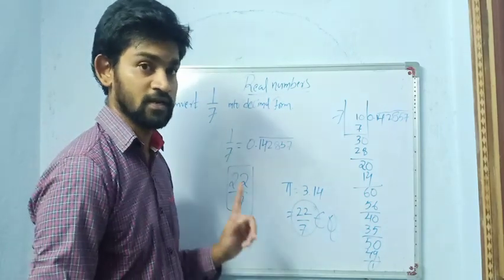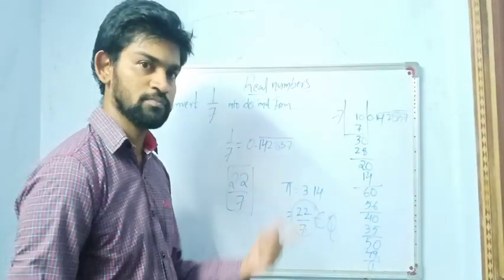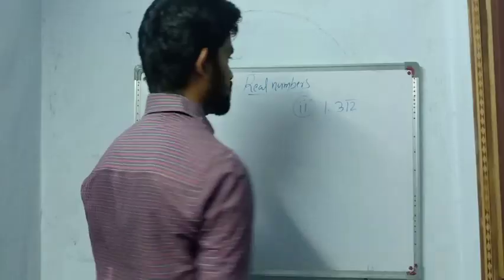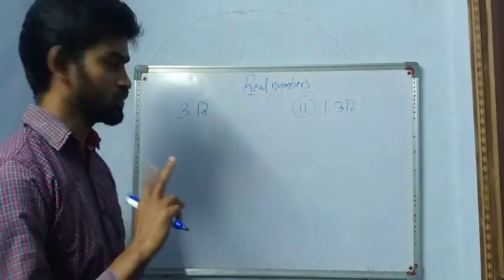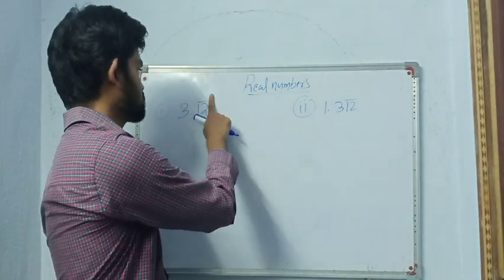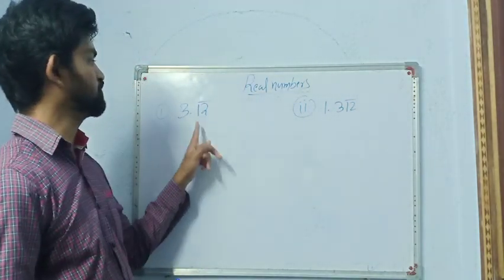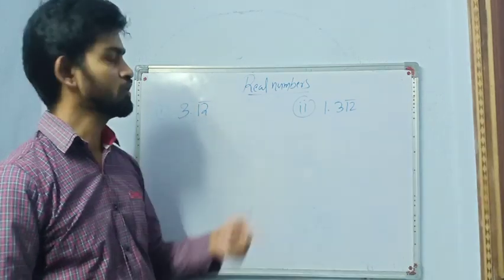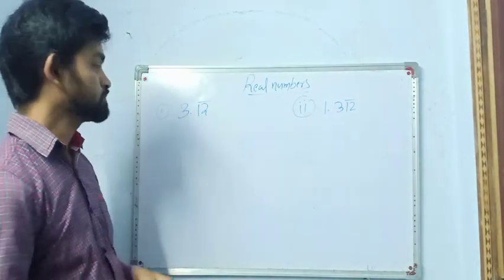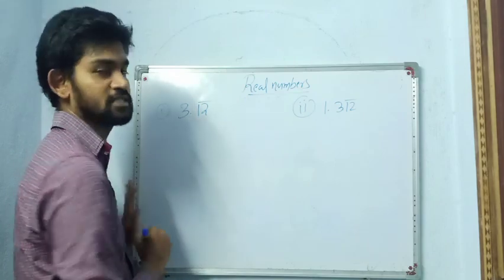Now we'll see how to convert into P by Q form. I'll tell you two questions, two different cases. First question: convert 3.1412 into P by Q form. Now assume this as x.